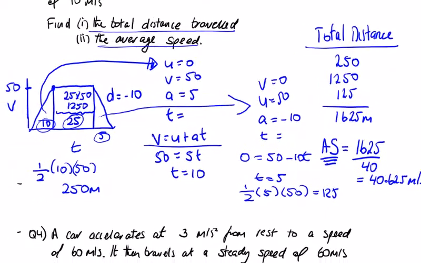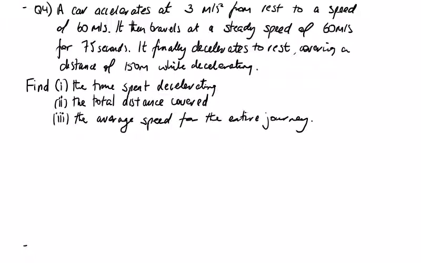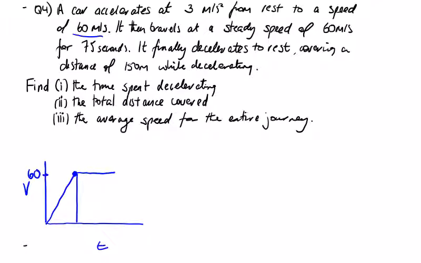That's number 3. Number 4, a car accelerates at 3 meters per second squared from rest. Let's see this time, velocity. Accelerates from rest to here. What's my max speed? 60. We've got an area of a triangle. What's happening in this direction? It travels at a steady speed of 60 for 75 seconds. So I can put my 75 on.